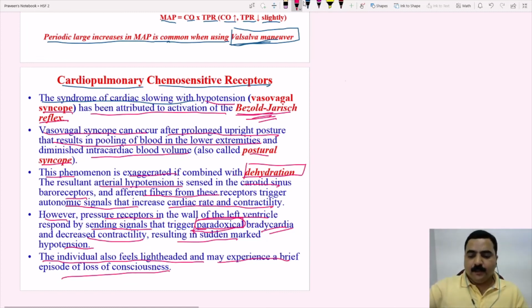Okay, so these are the topics that we have discussed under the pathophysiology of the heart, of the cardiovascular system.